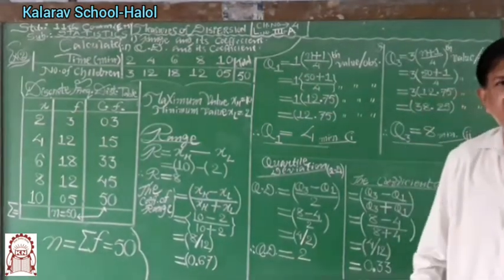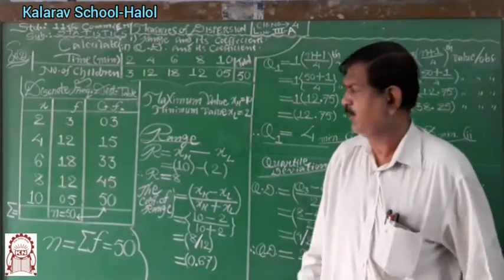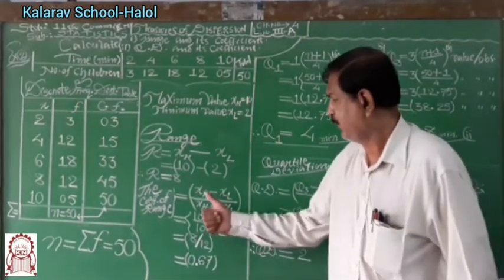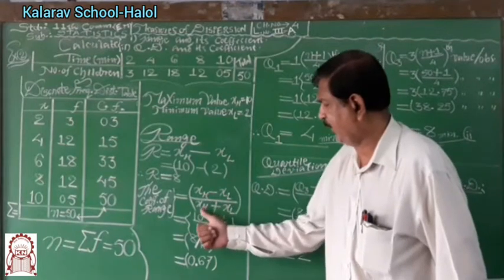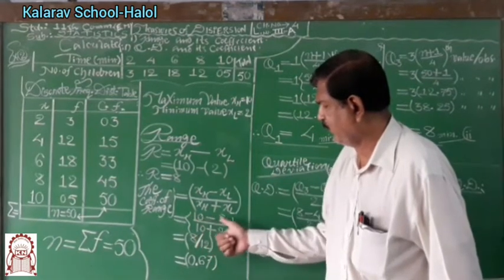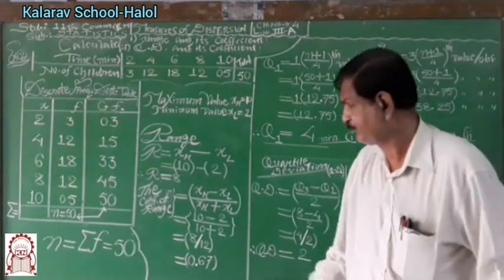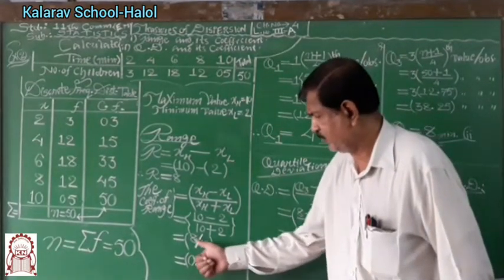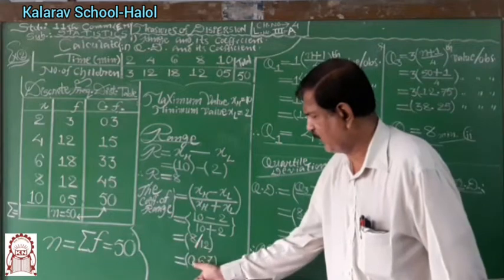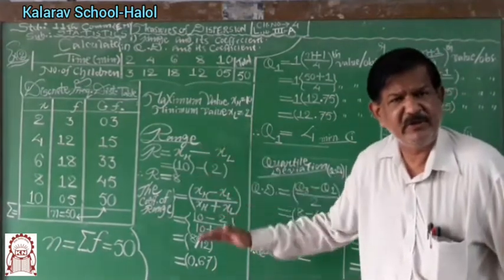For measures of dispersion, there are 2 types of measurements: absolute measures and relative measures. Range is an absolute measure. The coefficient of range is the relative measure: xh minus xl upon xh plus xl. 10 minus 2 divided by 10 plus 2. In the numerator 8, in the denominator 12. 8 upon 12 means 2 by 3, because 4 twos are 8, 4 threes are 12. 2 by 3 means 0.67 is the answer. This way we calculate range and the coefficient of range.